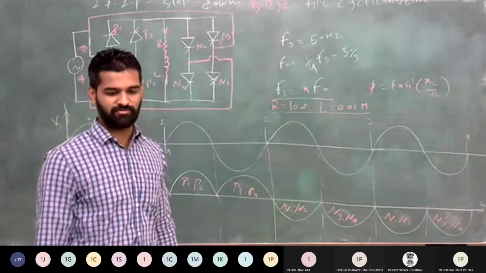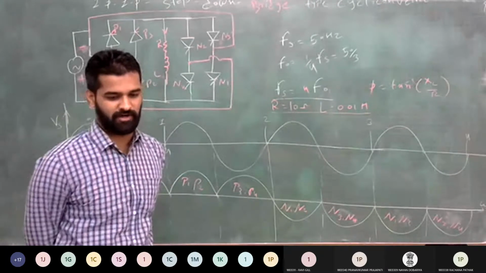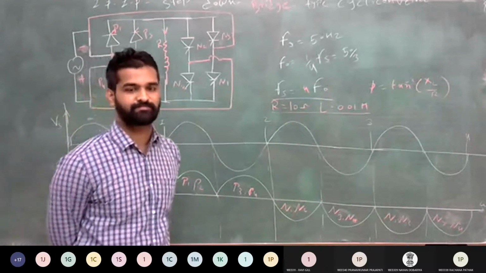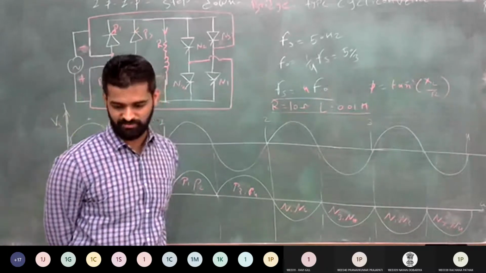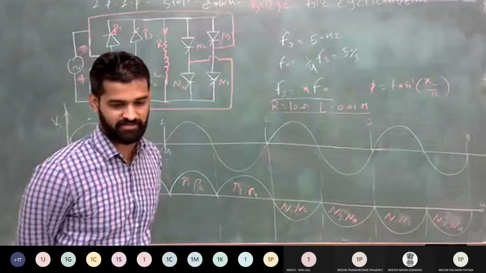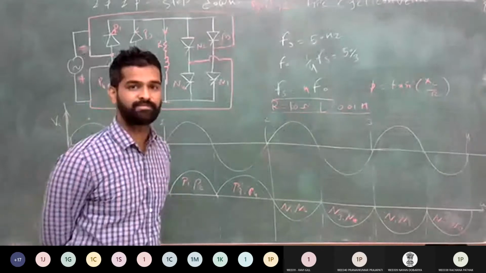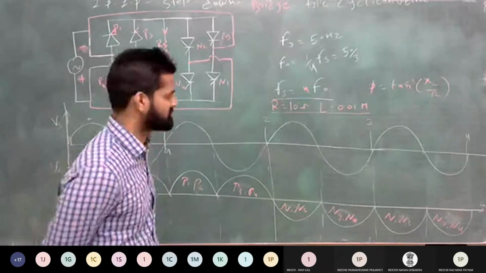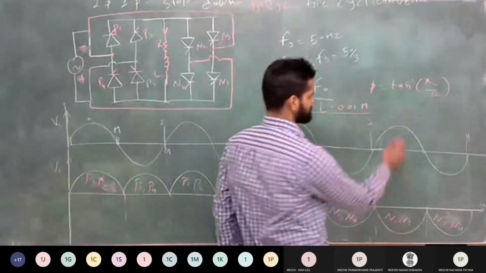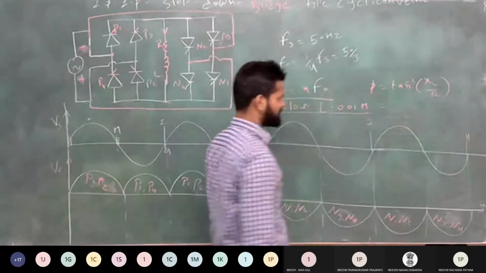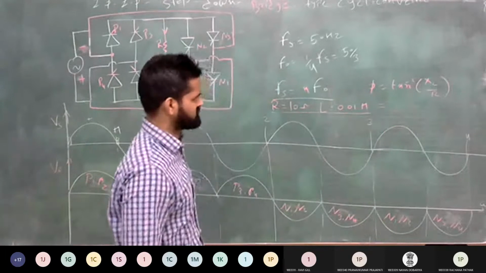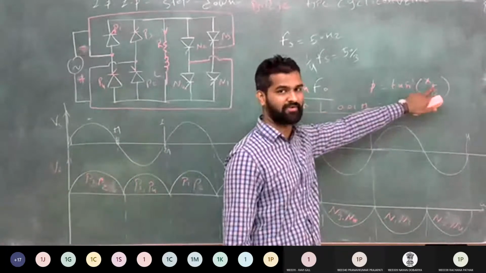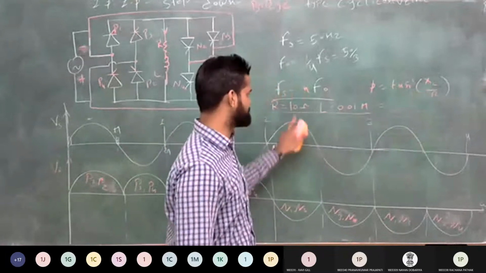Are you present or not? Okay, Pranav is absent. Number 40. Next, 44, Kunal. Sir, 0.0. See, this is L. This is XL. 2 pi F into L. R is 10.